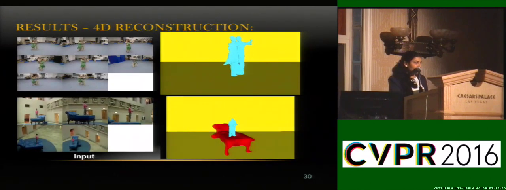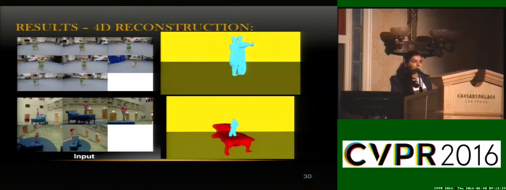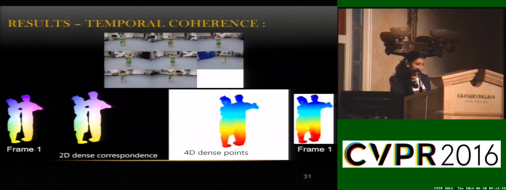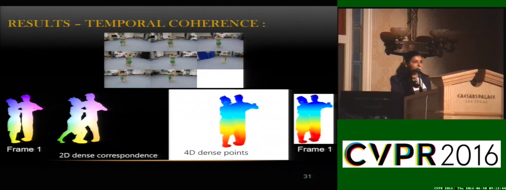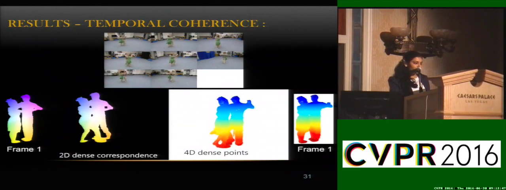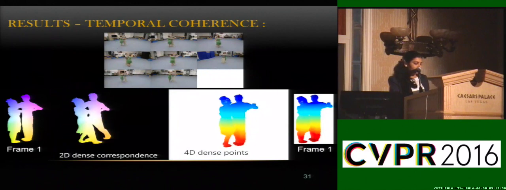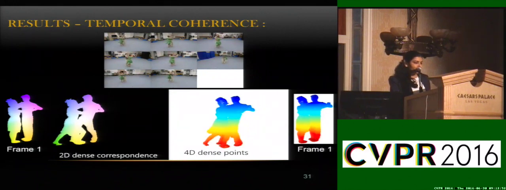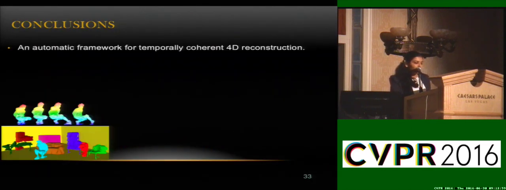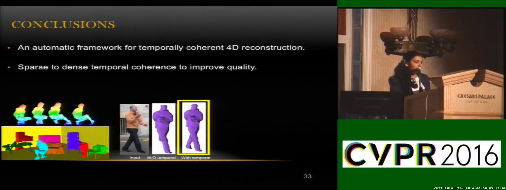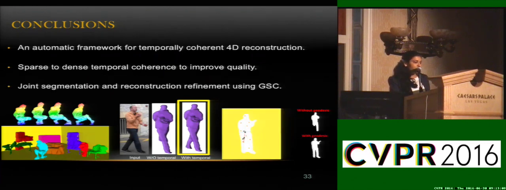The consists of two objects. These are is color coded and the initialization. So as an automatic framework for temporally coherent 4D reconstruction, quality, and joint segmentation and refinement was proposed.